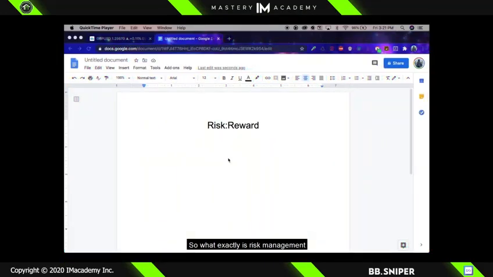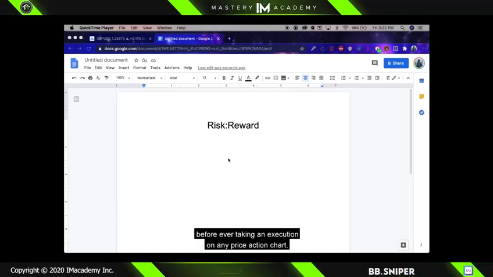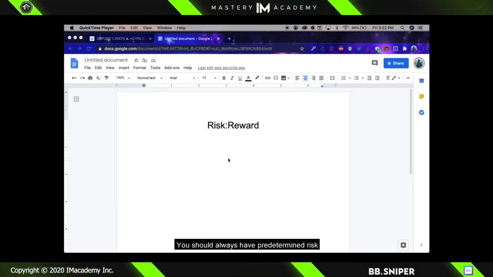So what exactly is risk management and how do we manage risk? Okay, first of all, what you need to realize is risk to reward is the most important thing you must determine before ever taking an execution on any price action chart. You should always have predetermined risk and predetermined reward before actually entering or exiting your positions.